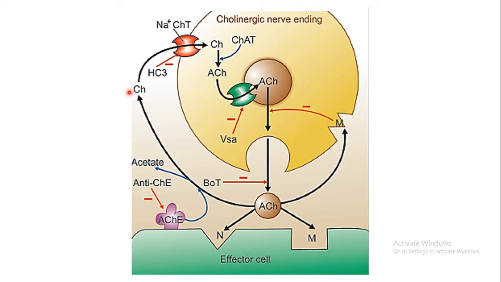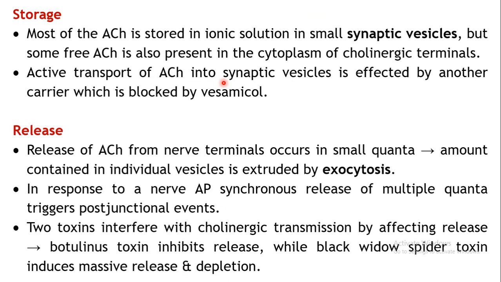This choline comes from the breakdown of acetylcholine itself. So it is recycled. Whatever choline is there is taken back inside the cholinergic nerve endings with the help of this transporter. Now what hemicholinium is doing is inhibiting this uptake of choline. If this transporter is inhibited, obviously choline will not be available for the synthesis of acetylcholine. That's how it is causing the depletion of acetylcholine.